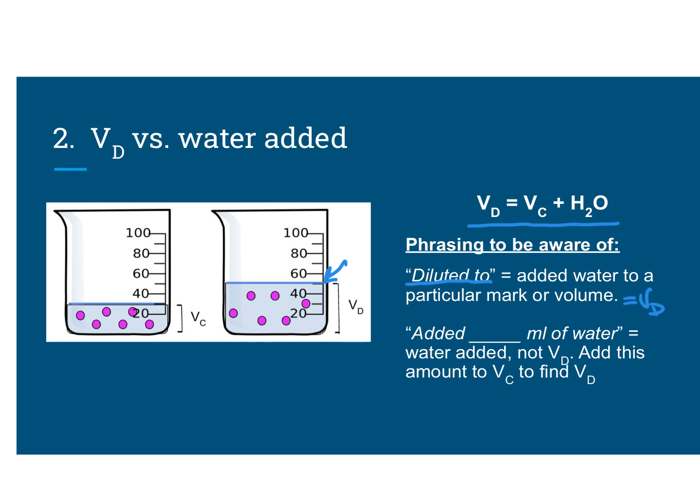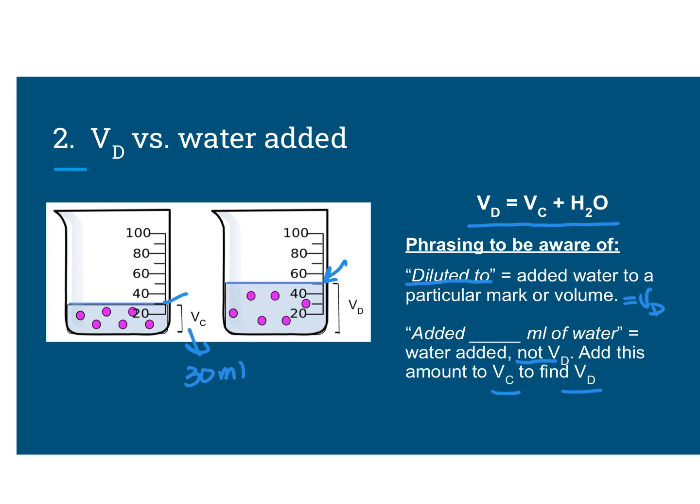However, because I started with 30 milliliters, if I see the phrase, I added 20 milliliters of water, that's how much water was added. It is important to note that this is not the volume of the dilute solution. In order to find the volume of the dilute solution, you would need to add that amount of water to VC to find VD. So over here, the volume of my concentrated solution is 30 milliliters.